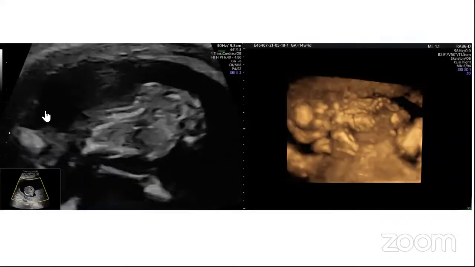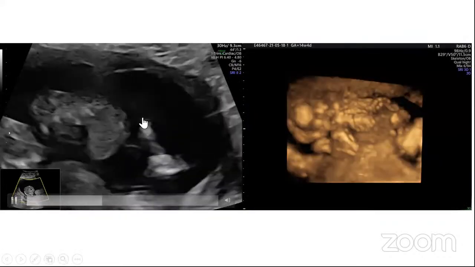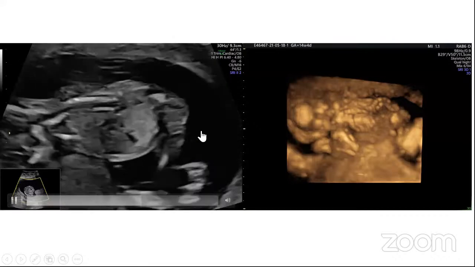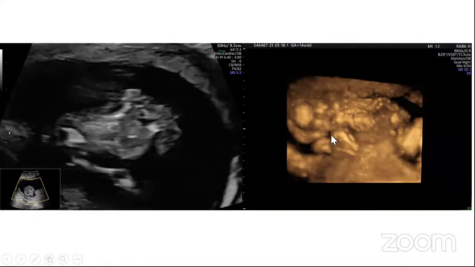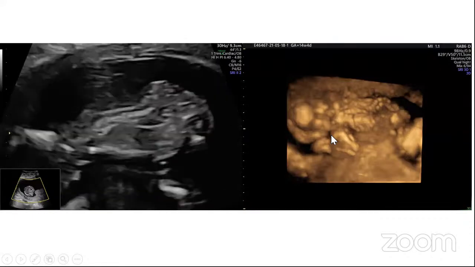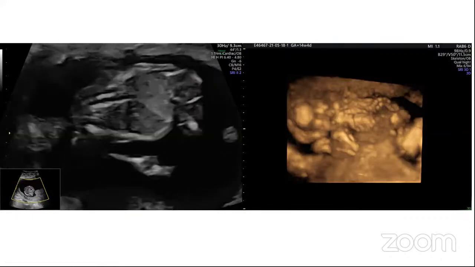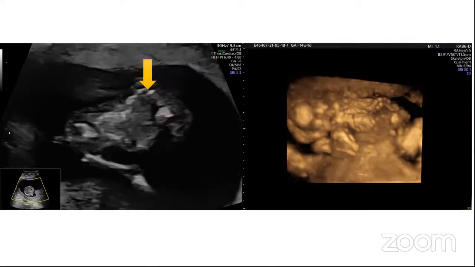first trimester. This is pretty obvious because the spine has a defect in the lower lumbosacral region. So this is open spina bifida, and this is a 3D rendered image, which shows the defect in detail. This helps us to explain the problem to the couple.